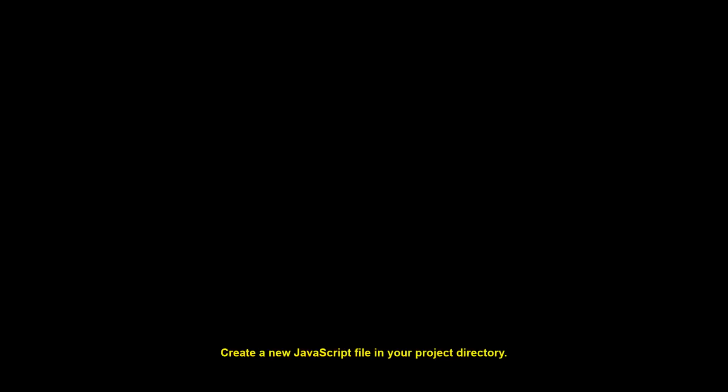Create a new JavaScript file in your project directory. You can name it example.js. Open the file in your preferred code editor. Start by importing Playwright at the top of your file with const { chromium } = require('playwright'). Now you can begin writing your automation code. Remember to save your file after making changes.